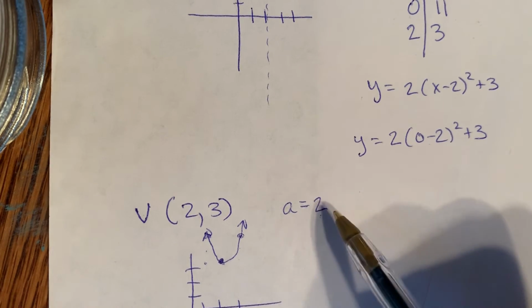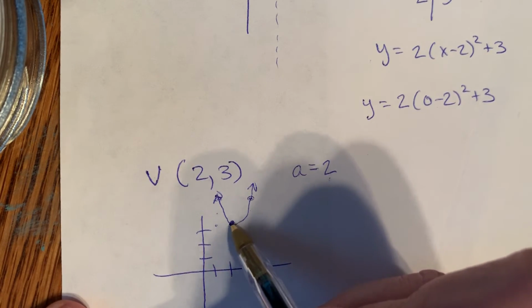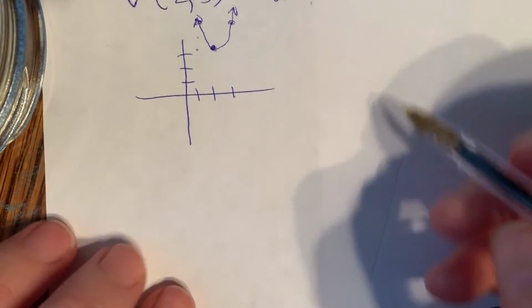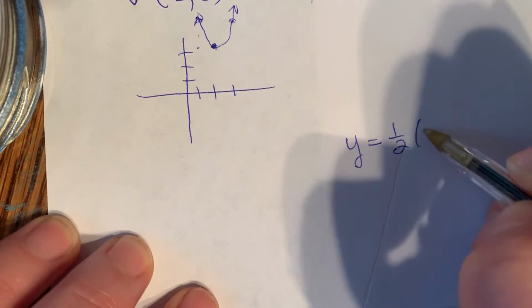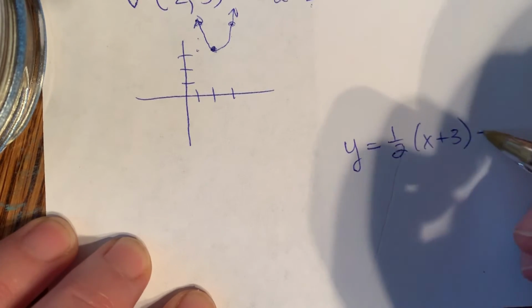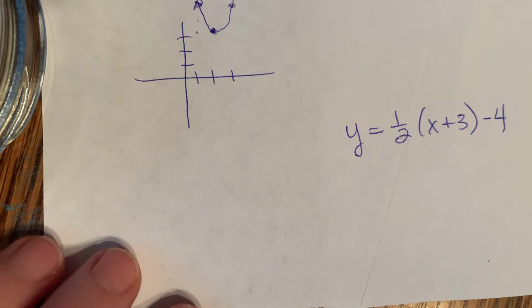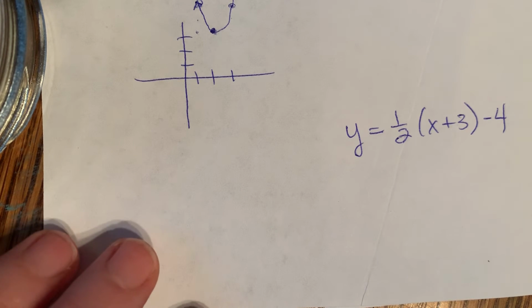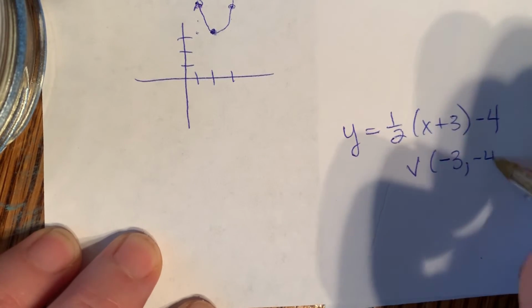When a turns out to be a fraction, it doesn't work on Khan Academy because I can't go, for example, let me give you one more example. If I had y equals 1/2 (x + 3) squared minus 4. Let's say this was my problem. Can you tell me where the vertex is? The vertex is -3, -4.